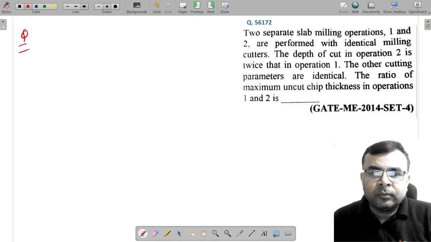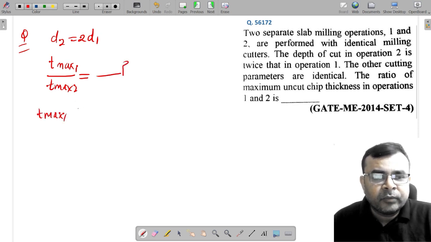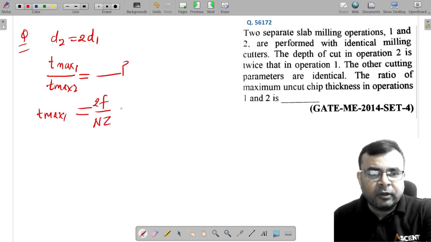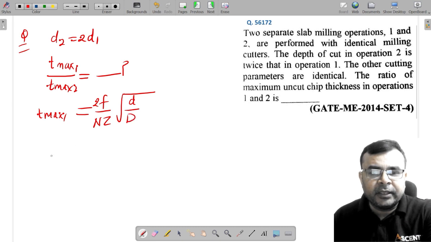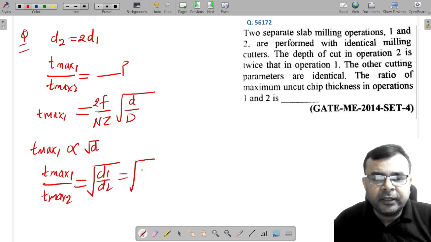What about the next question? Two separate slab milling operations 1 and 2 are performed with identical milling cutters. The depth of cut in operation 2 is twice that in operation 1. So can I say the depth of cut 2 is nothing but twice the depth of cut 1. We need to find the ratio of maximum uncut chip thickness in operation 1 and 2, so T max 1 over T max 2. T max, the uncut chip thickness, can be written as 2 times Fy and Z, square root of small d by capital D. So T max is directly proportional to square root of d. So T max 1 by T max 2 is equal to square root of d1 by d2.